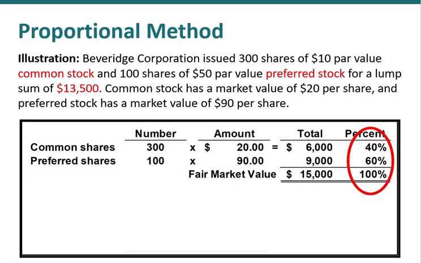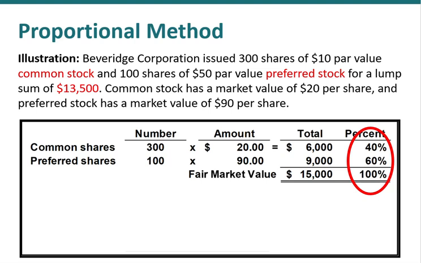In our first example, a company is issuing shares of both common stock and preferred stock for a lump sum of $13,500. We simply take a look at the fair values of each. The fair value of the common stock is $6,000. The fair value of the preferred stock is $9,000. So common stock accounts for 40% of the total. Preferred shares 60% of the total.